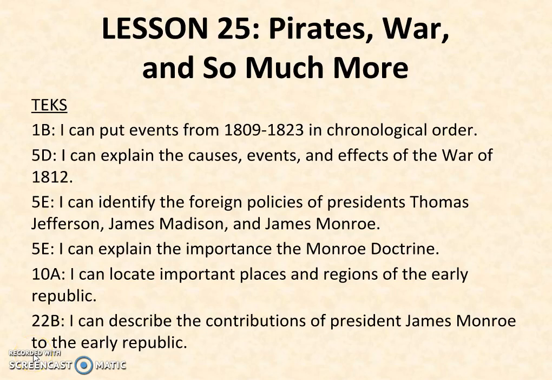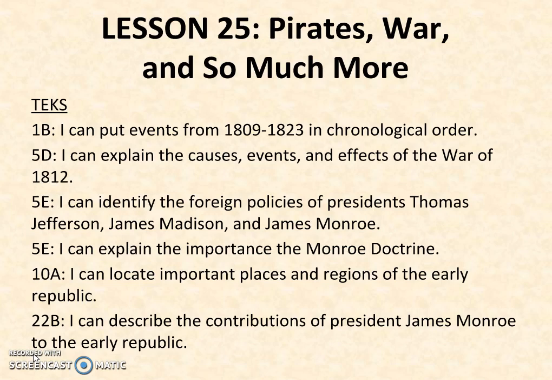And here's our second lesson on foreign policy, lesson 25, entitled Pirates, War, and so much more. So in this one, we're going to get a little action. Our first one, we want to look at the events from 1809 to 1823, so that we can explain the causes, events, and effects of the War of 1812, the U.S.'s second war.